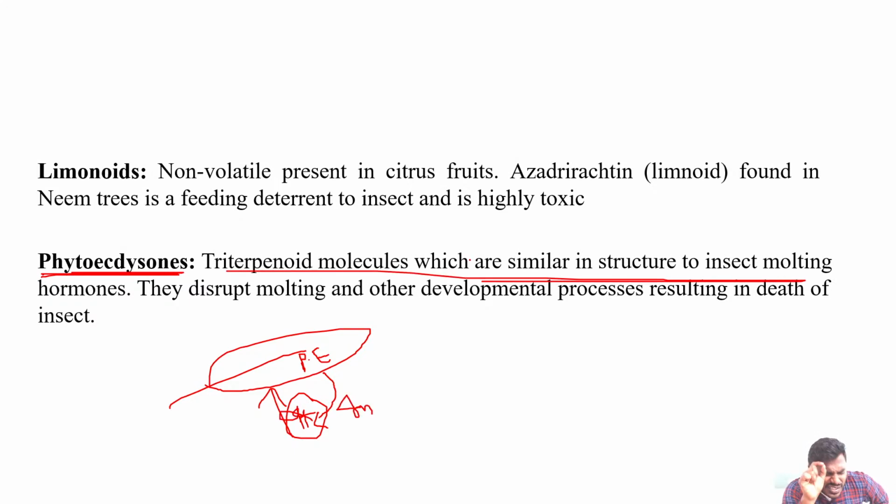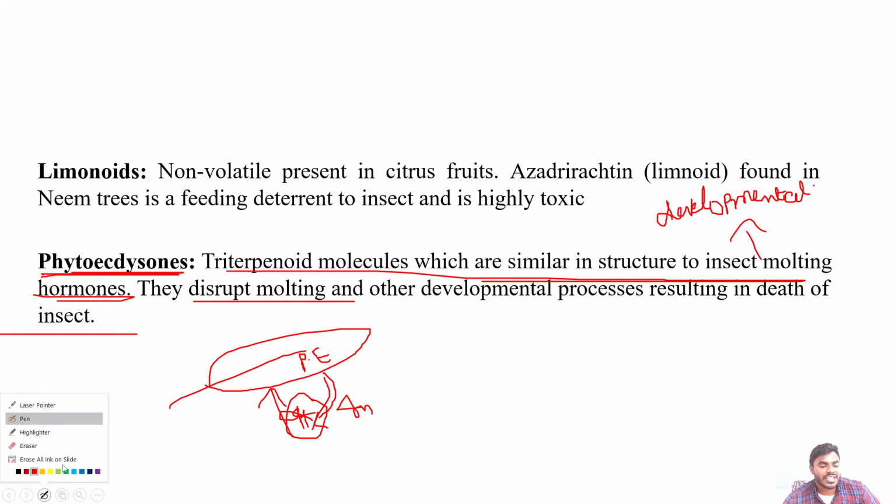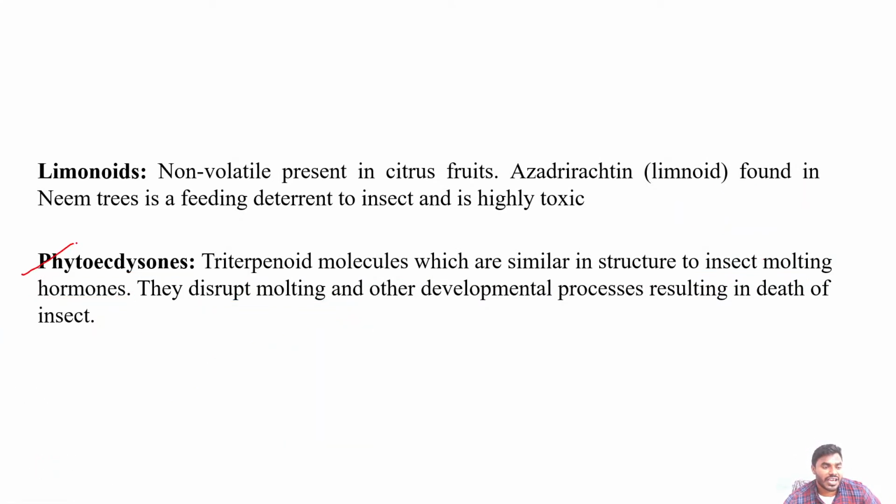Phytoecdysones have exactly the same structure as a molting hormone in the insect. First of all, what is a molting hormone? Molting hormones are nothing but developmental hormones which are involved in the development of that particular insect. Now you know what the phytoecdysones will do once they enter the insect body? They never stimulate the development. Instead of stimulating the development, they disrupt the molting, which means, friends, it is disrupting the development, which leads to the death of the insect. By that, the insect never ever touches the plant which is having phytoecdysones.